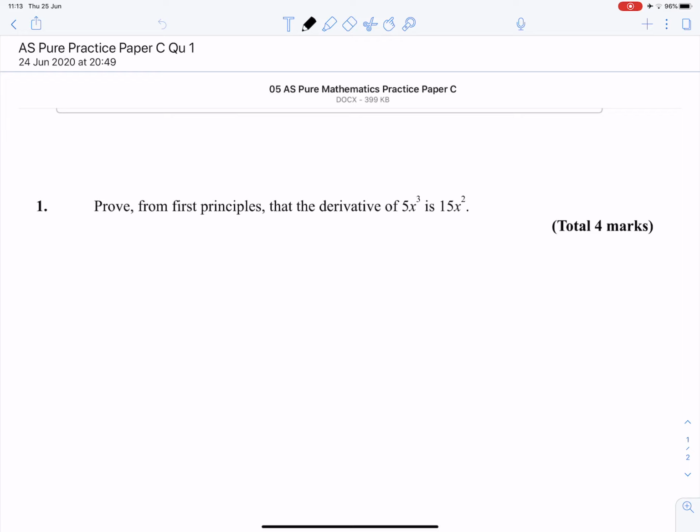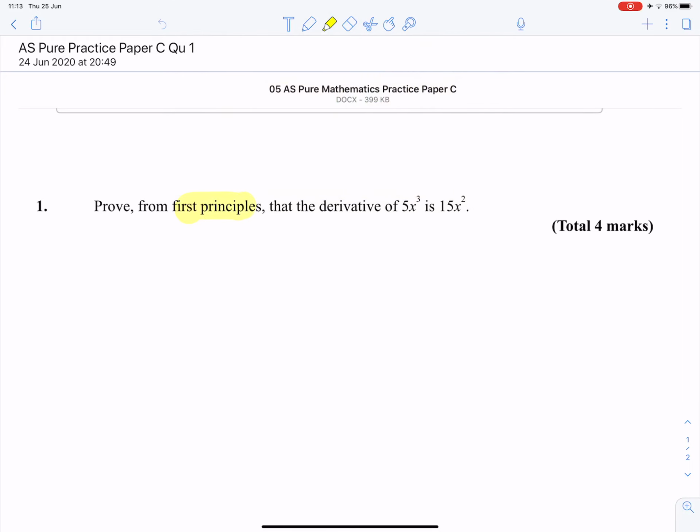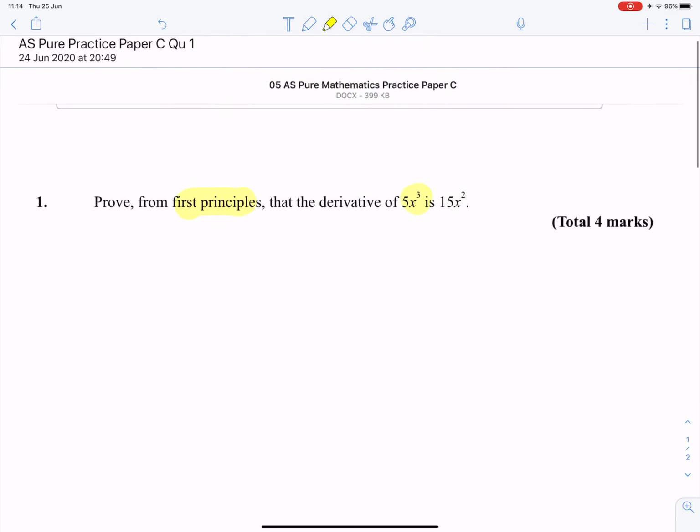So here we go with the practice paper C for the AS Pure Mathematics. Question 1. Prove from first principles that the derivative of 5x cubed is 15x squared.